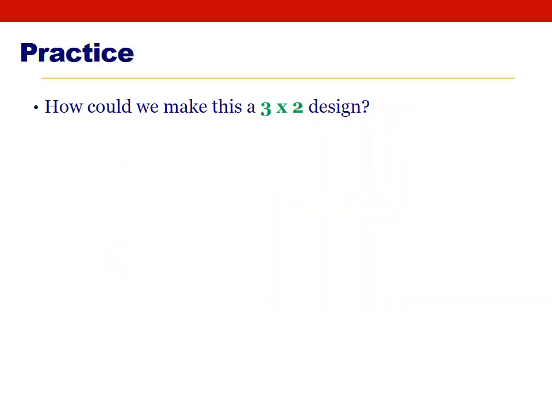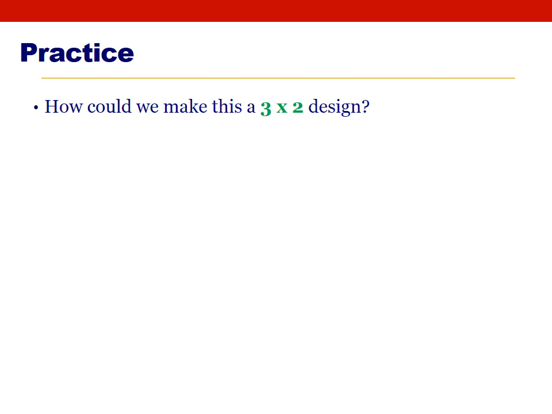We talked earlier about ANOVA language. The peanut butter and jelly example that we just talked about is a 2x2 design. The first two tells us that there were two different kinds of peanut butter. The second two tells us that there were two different kinds of jelly. How could we make this study instead a 3x2 or 2x3 design? What would we have to do to make that happen?